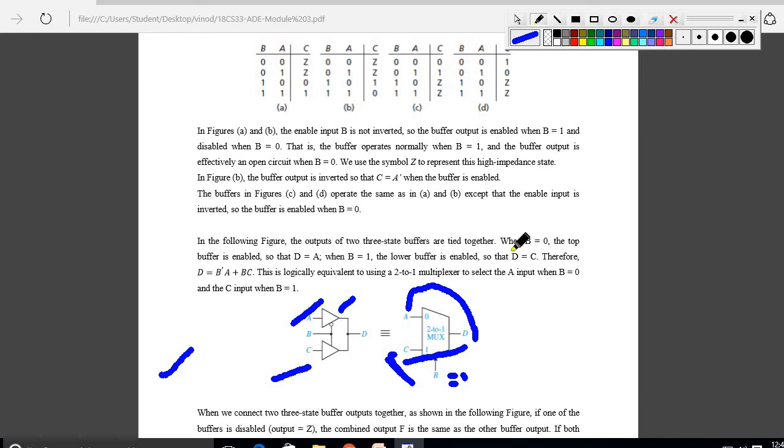So for that reason, when you combine inverting and non-inverting 3-state buffers and check the logic, it will be similar to the 2:1 multiplexer, because both logics look similar. Is it clear?